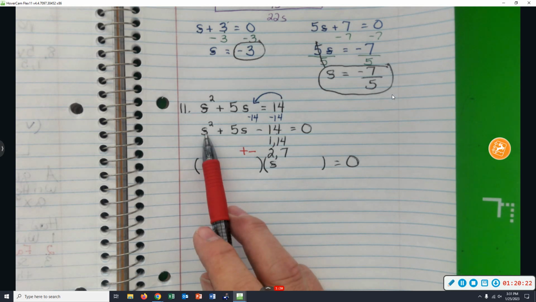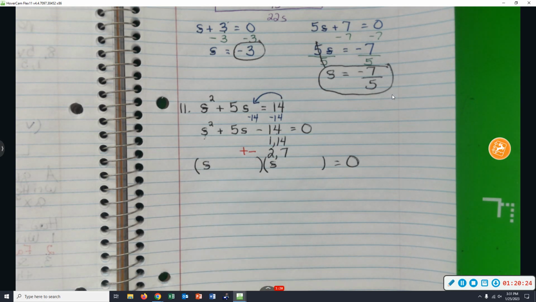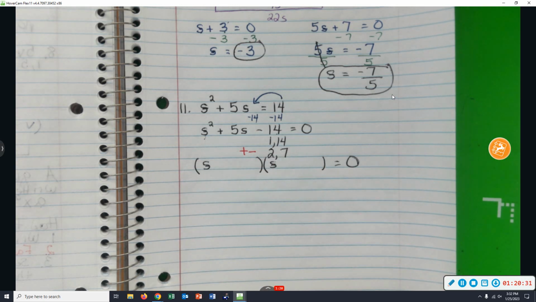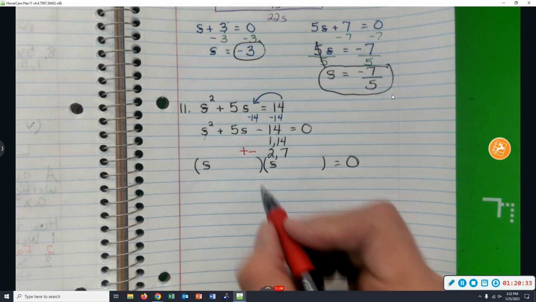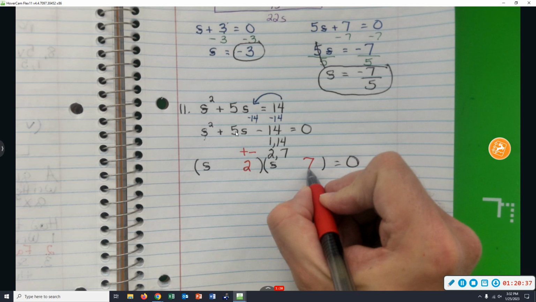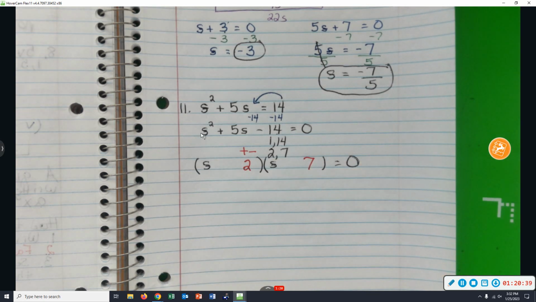Now, when there's not a number in front of the S squared, it's almost obvious which pair of numbers is going to work. Which one do you subtract to get a 5? The 2 and 7. This thing is called a trinomial. There are 3 terms. A trinomial where the leading coefficient is a 1, you just have the variable squared, is called a simple trinomial because it's simple to factor it.